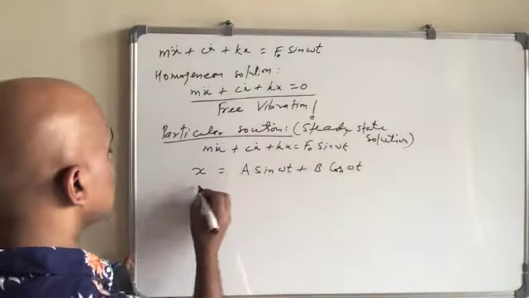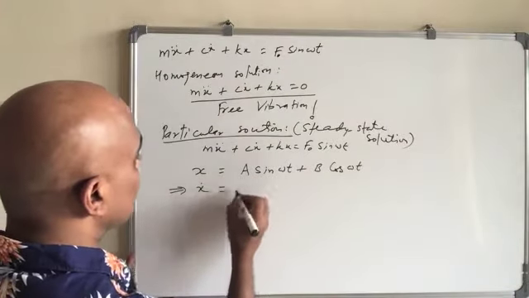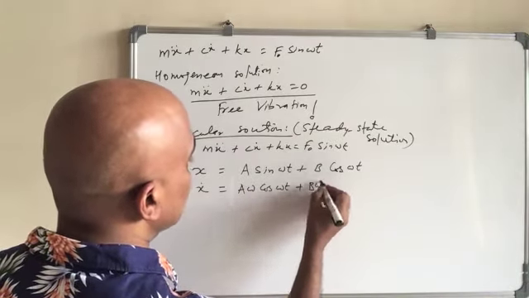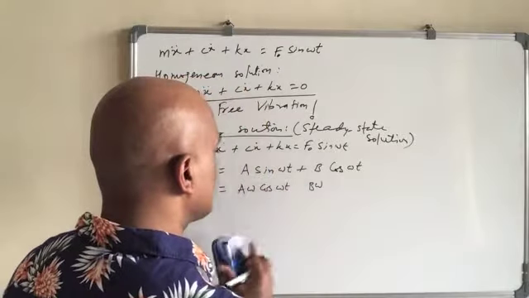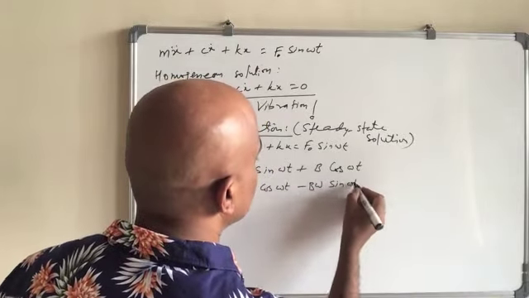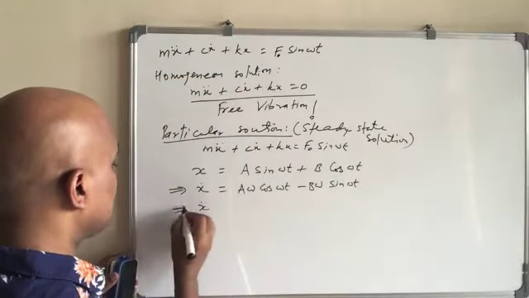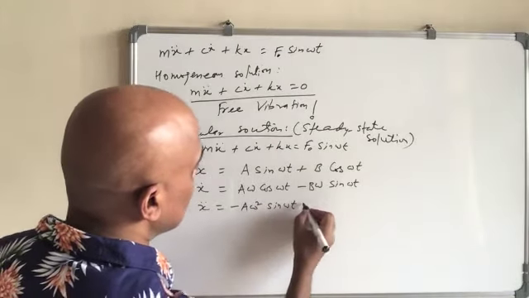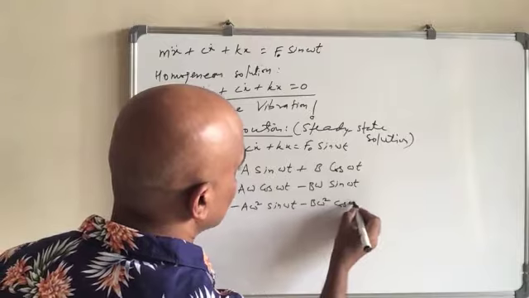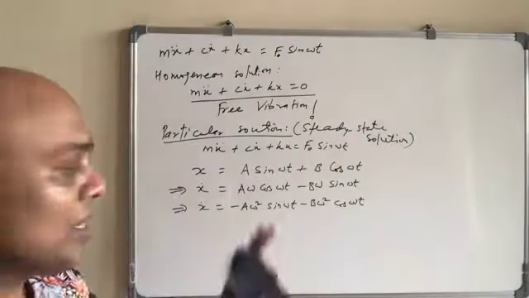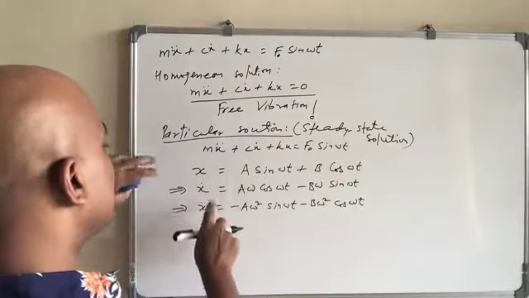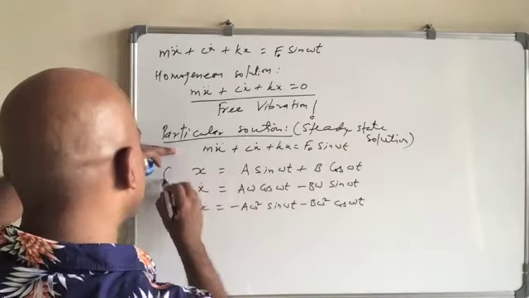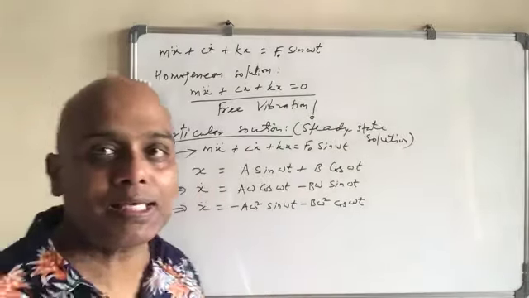Okay, so let's put it there. What we get from here is x dot equal to A omega cos omega t minus B omega sine omega t. Now x double dot we get equal to minus A omega square sine omega t minus B omega square cos omega t. Right? So we get these things, and we are going to put them into the equation.